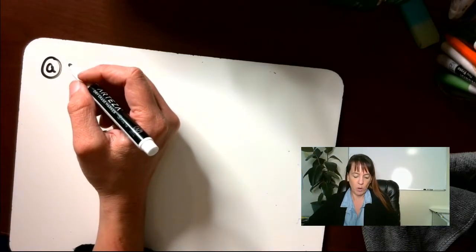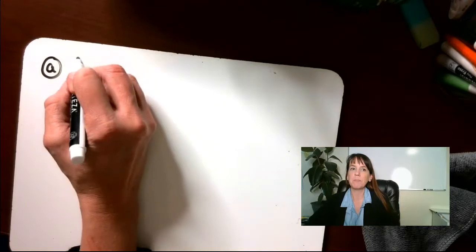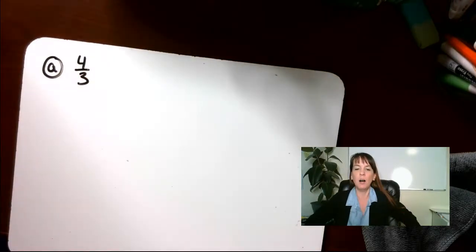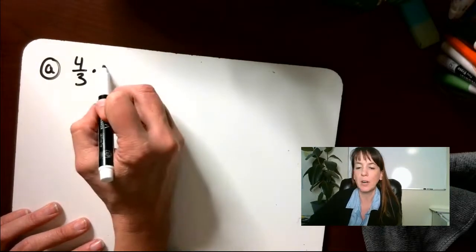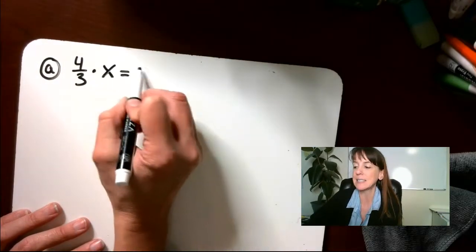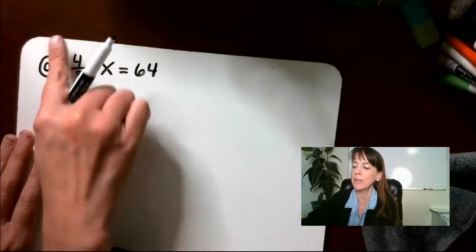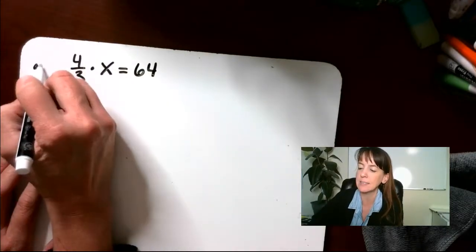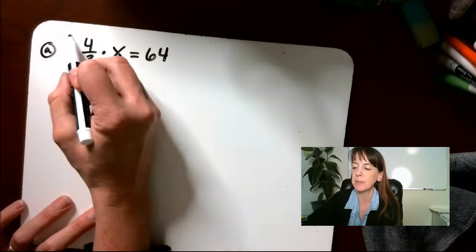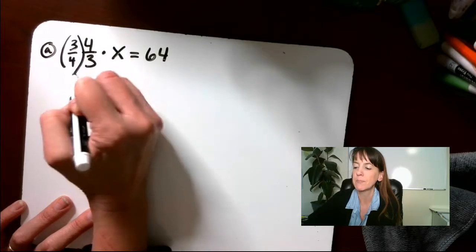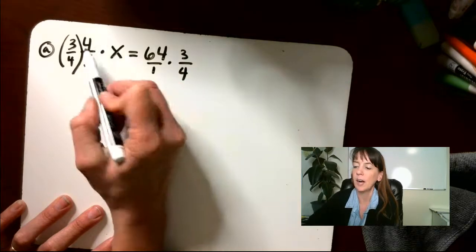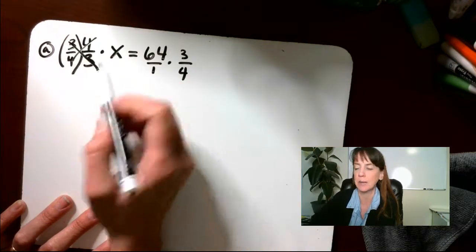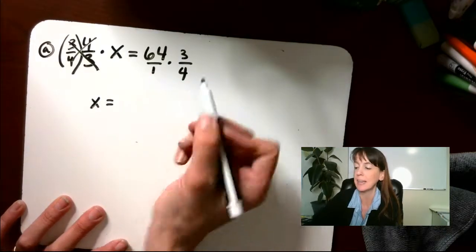4/3 of what number is 64? Of means multiply. What number, what means x, is 64. All right, so again, we have a fraction times an x, right? So we can multiply by the reciprocal, which is 3/4. Multiply this over 1 times 3/4. On this side, these guys cancel out, and I'm left with just x, but what I do to one side, I have to do to the other.